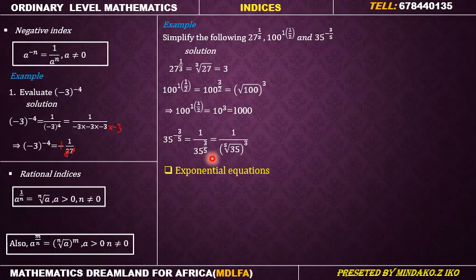Okay, so these are just some examples under the rational indices. Now let's look at exponential equations.